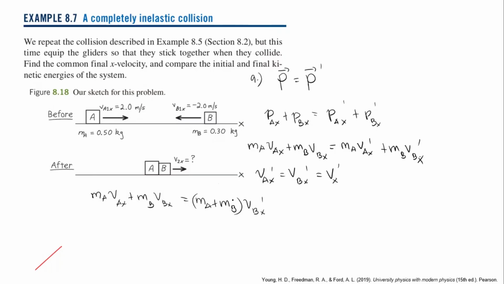In this problem, we repeat the collision described in Example 8.5, the previous problem that we answered, but this time the gliders are equipped so they stick together when they collide. Find the final x velocities and compare the initial and final kinetic energies of the system. So this is our target variable. We divide both sides by MA plus MB, and that can cancel.